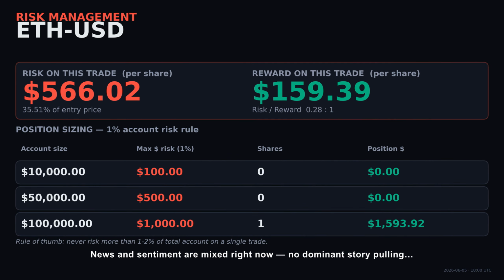Now, this is the slide nobody on YouTube actually talks about: risk management. On screen, you see the dollar risk per share, the dollar reward per share, and a position sizing table built around the 1% rule. The rule is dead simple. Never risk more than 1% of your total account on a single trade. So if you've got a $10,000 account, you're risking $100 max. And that decides the share count, not your gut feel.